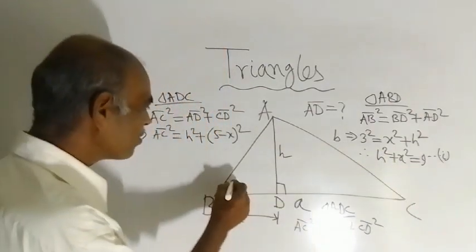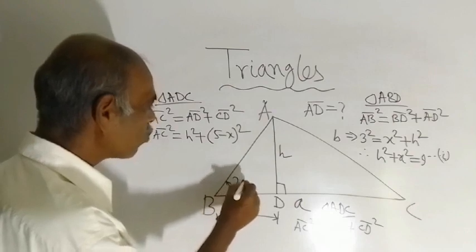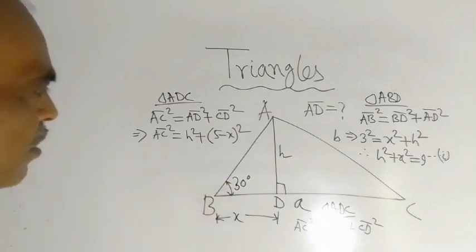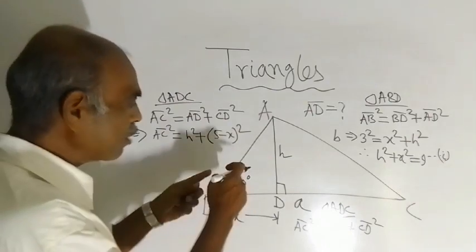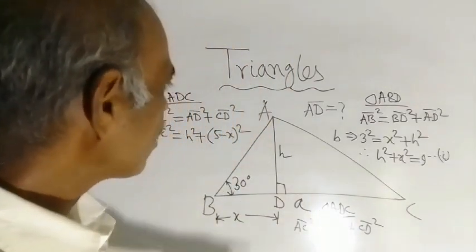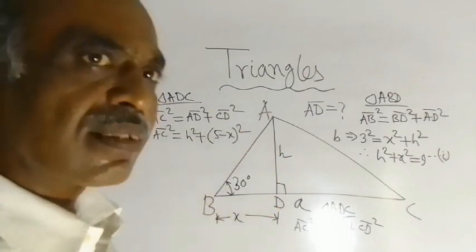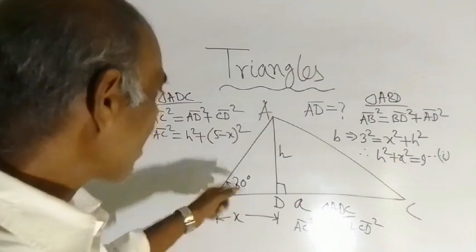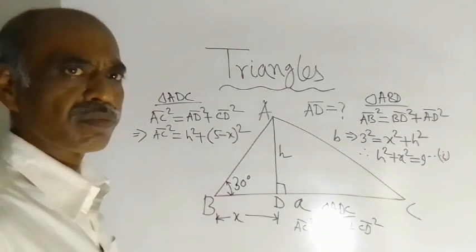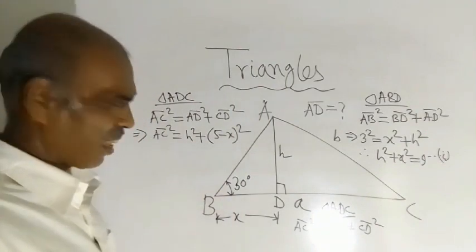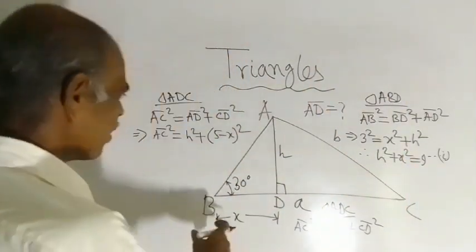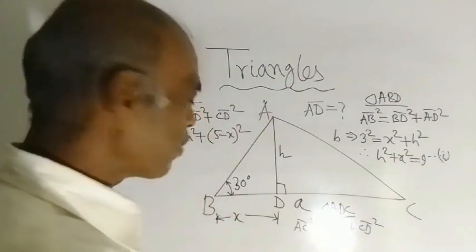But this angle was mentioned in the given problem. This angle was given to be 30 degrees. Since this angle was given, by using this angle with the help of trigonometry, we can easily find out both H and X. So actually you do not need to write this equation and this equation. Still, since you have already written all these things, everything can be found out easily.